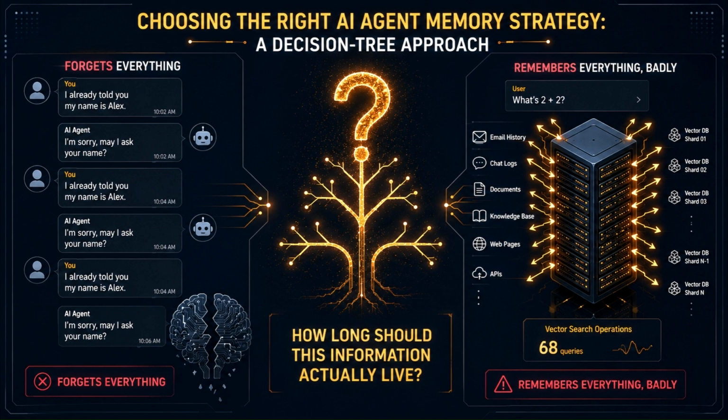Most teams treat agent memory as one big architectural decision, one system to rule every category of information. That is the mistake. Today we are walking through a 5-question decision tree that classifies memory requirement by requirement, category by category, so every piece of information your agent handles lands in exactly the layer it actually needs, no more, no less. Let's build this properly from first principles.